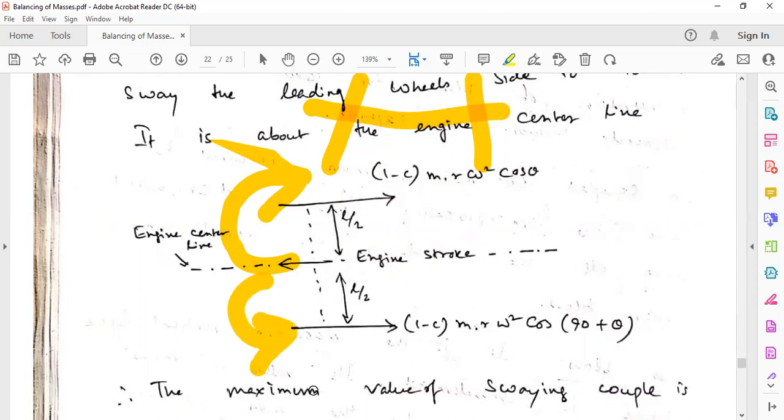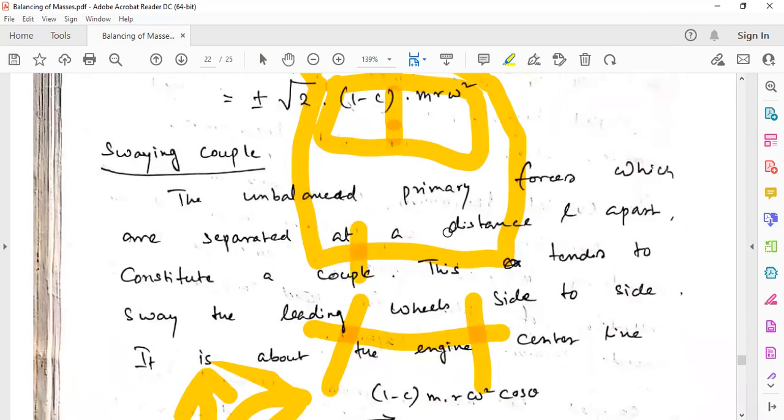What they cause is, if we can see clearly, this part is going to push the wheels away from each other. This is the wheel, this is the wheel. This is going to push the wheel in this direction, and that wheel in this direction. That part is called swaying.